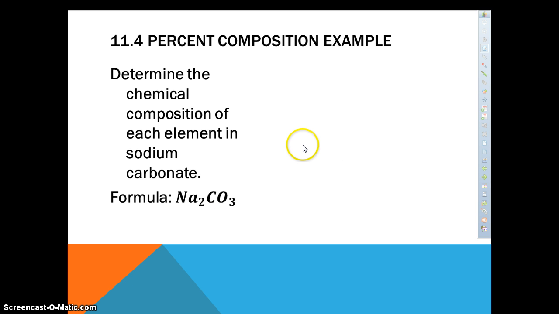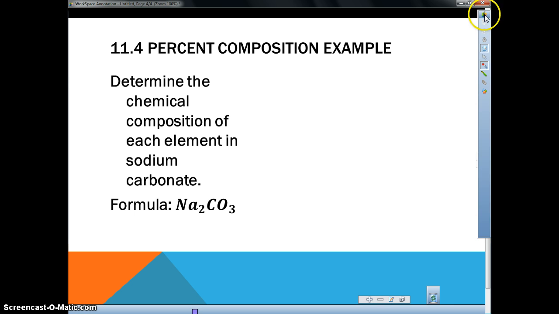Alright, let's go ahead and figure out the percent composition of each element that's represented. So first of all, I look at my elements. I know I have sodium, I know I have carbon, and I know that I have oxygen.